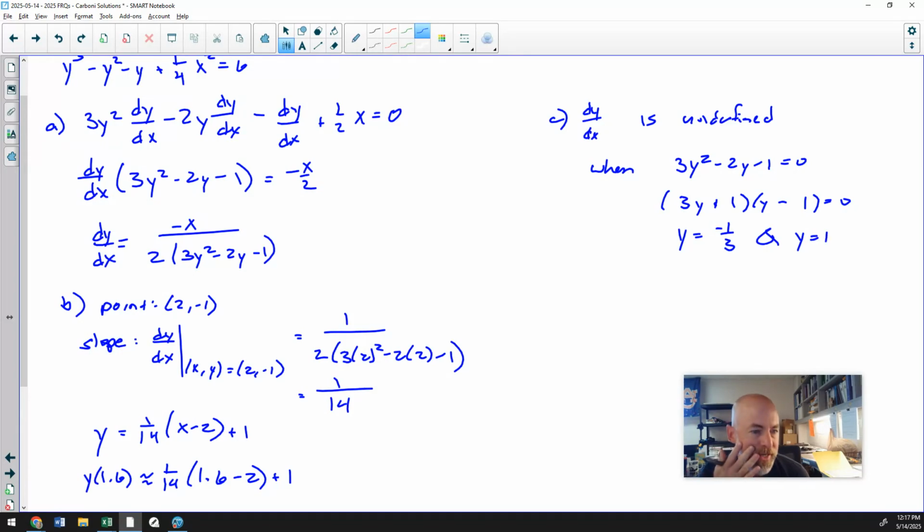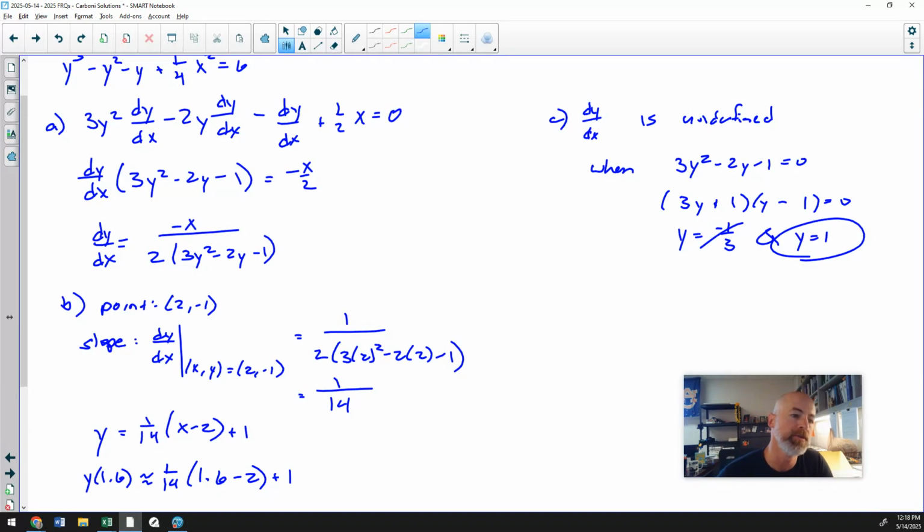Now, they do specify the x and y are positive, so we will discard the negative 1/3 and leave y equals 1 as our point where the derivative is undefined, which will give you the vertical tangent. Find the y coordinate of the point S and show the work. We're done. Number D, last one.